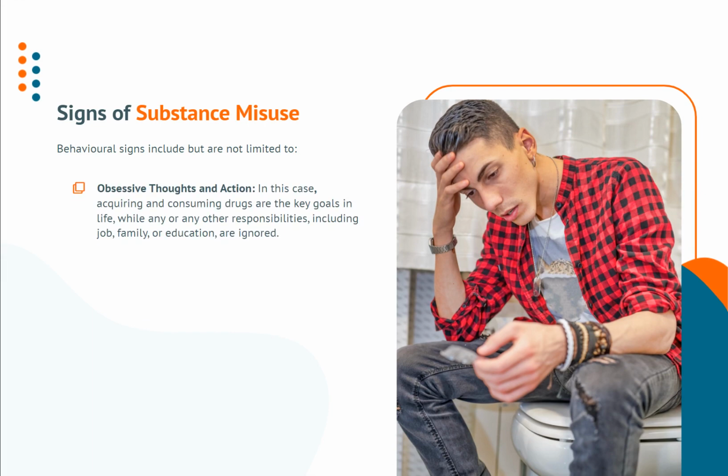Behavioral signs include, but are not limited to, obsessive thoughts and action. In this case, acquiring and consuming drugs are the key goals in life, while any other responsibilities, including job, family, or education, are ignored.